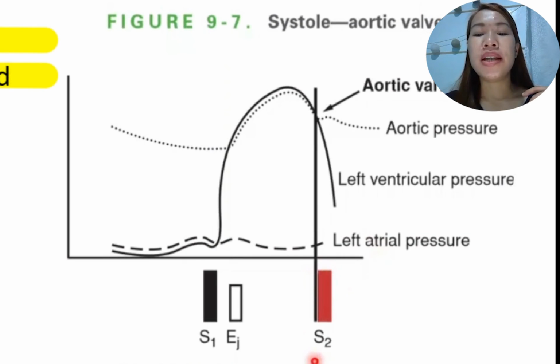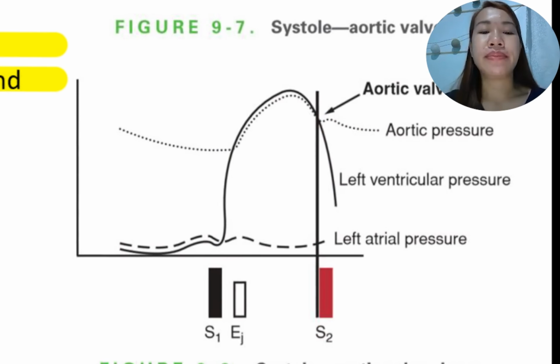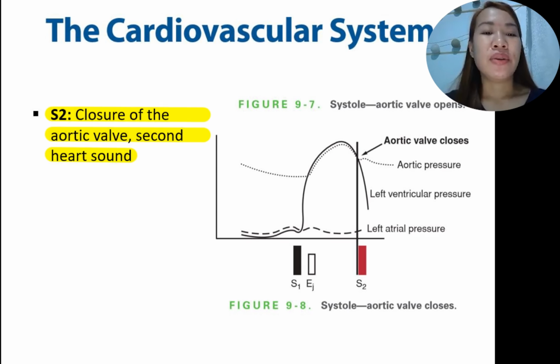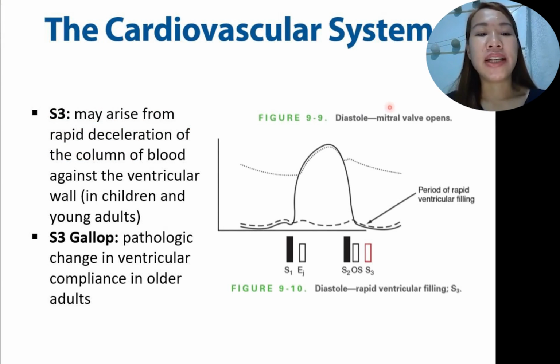So here we see the S2 sound being pointed at here, where the left ventricular pressure goes down below that of the aortic pressure. When the left ventricular pressure goes down, it means the left ventricle is now relaxing. The aortic valve will close, giving us the S2 sound. Okay, so those are the sounds of the heart, S1 and S2.